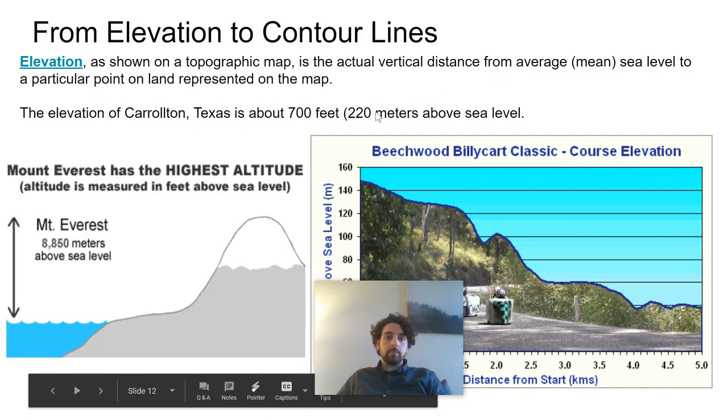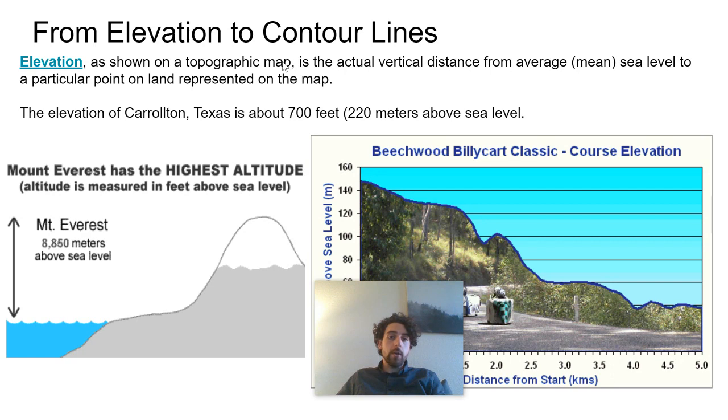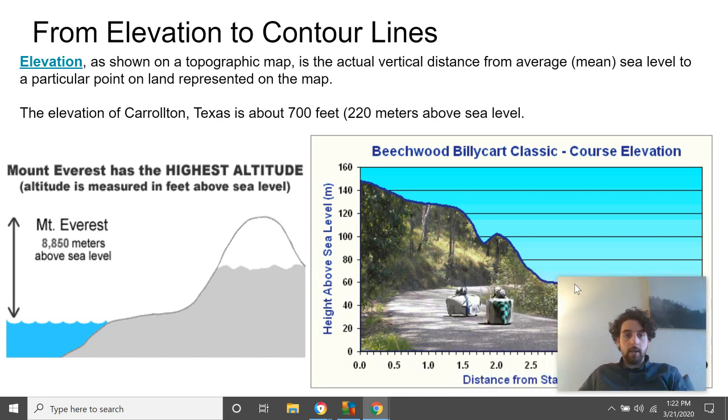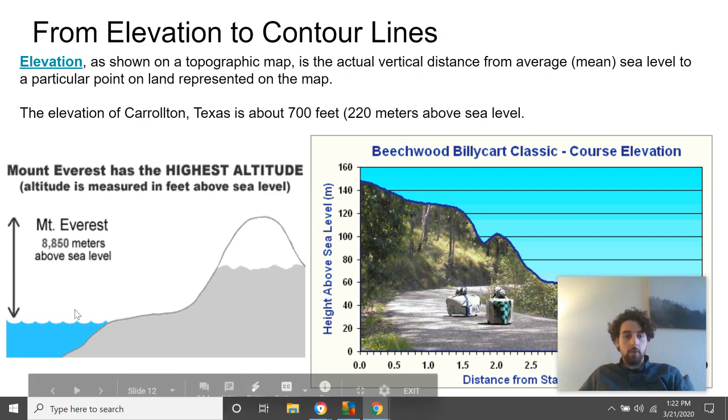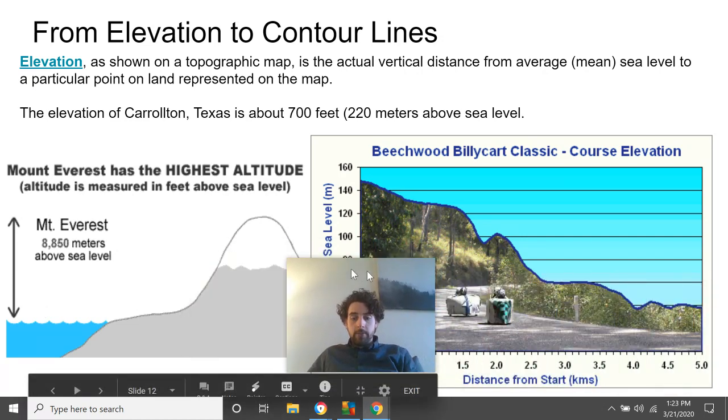Okay. So elevation as shown on a topographic map is the actual distance above sea level. So for example, Carrollton, Texas is about 700 feet or 220 meters above sea level. We're above the level of the ocean. Mount Everest is 8,850 meters above sea level. So you get the idea.